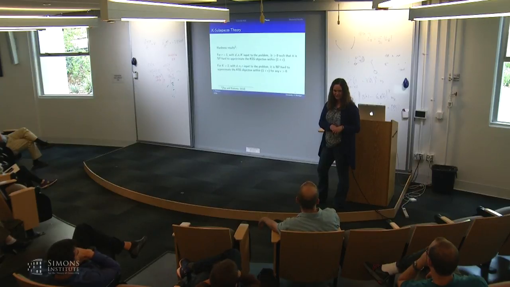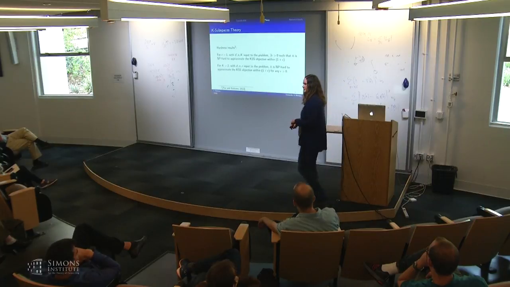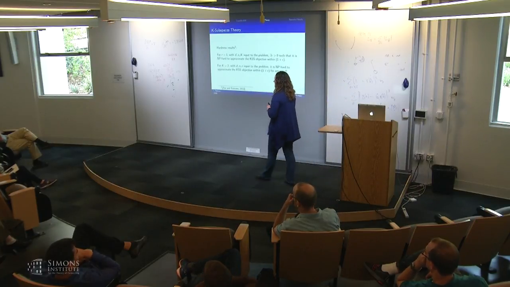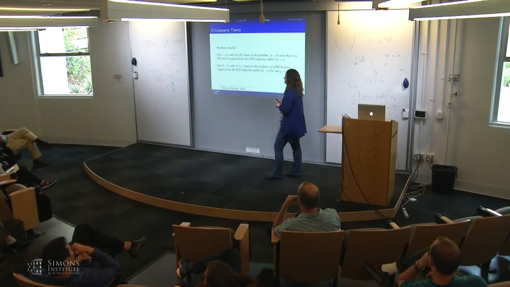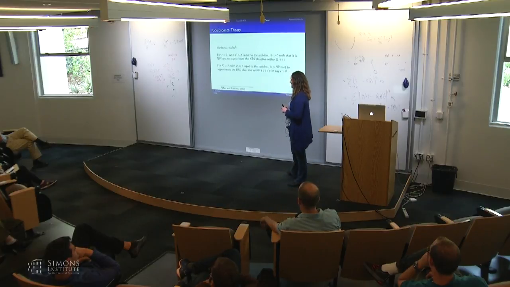Right. That's a good question. I don't know the answer. Okay. Yeah. Other questions? Did you say that you can't approximate it to any factor? Yes. So that's because it's NP hard even to decide whether it's 0. Yeah. Other questions?